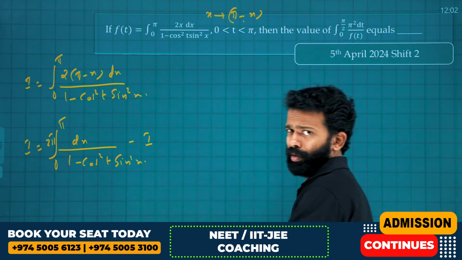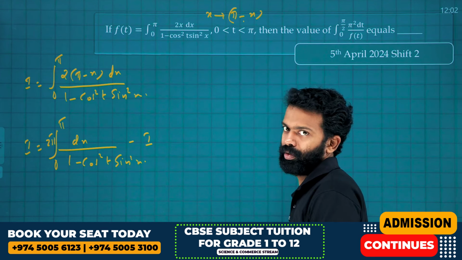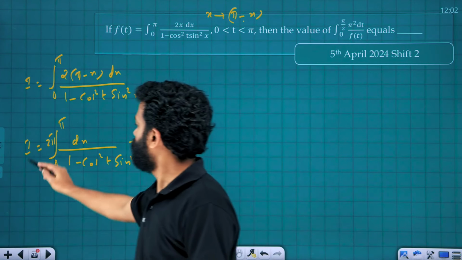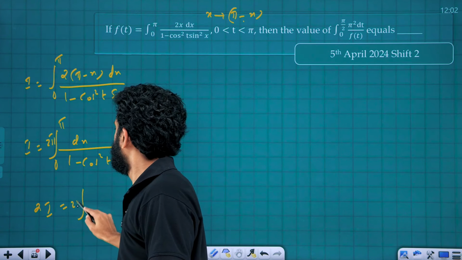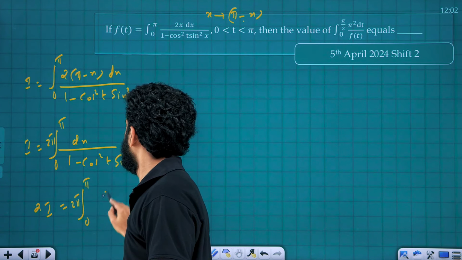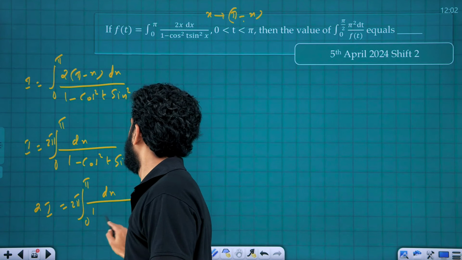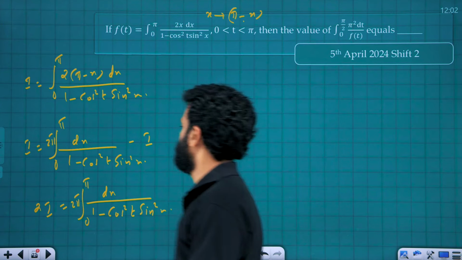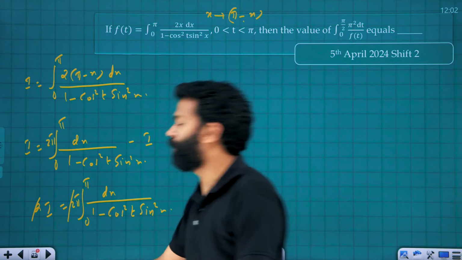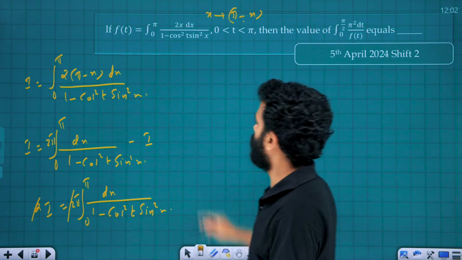I am not going to write that here. We have done so many questions based on that, right? Okay, hope you got the idea here. Therefore, it will be 2I, that is 2I is equal to 2 pi integral 0 to pi dx divided by 1 minus cos square t into sin square x. Okay, and this got cancelled. Okay, there is more actually.